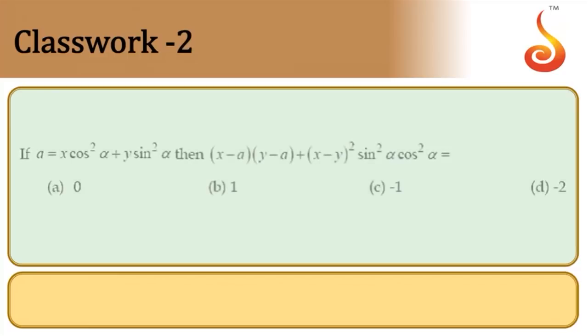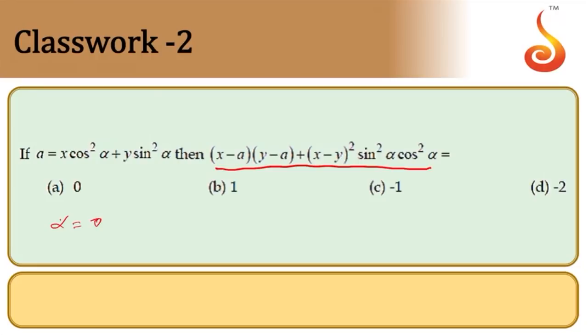So let's consider the second example. A is equal to x cos square alpha plus y sin square alpha, then x minus a, y minus a, x minus y whole square. You can clearly see that this identity is equal to a constant irrespective of alpha. So why don't you consider, say, alpha is equal to 0 in this one.